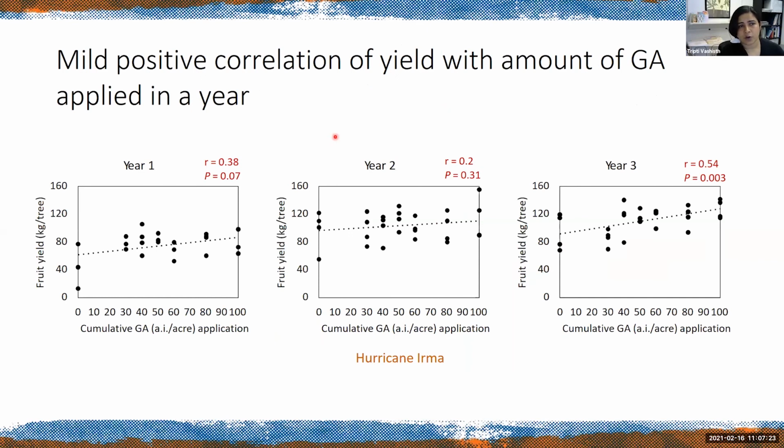Here is a correlation analysis in the same trial. We have different GA application treatments too. So I'm only showing you the results of GA 5-time application, but we have some other treatments. And the interesting thing that we found is that the more GA you apply, there's a positive correlation in the yield. It's a mild relationship, but as you go from 0 to 100 GA, we are seeing increase in the yield. So GA seems to be promising in improving our yields.